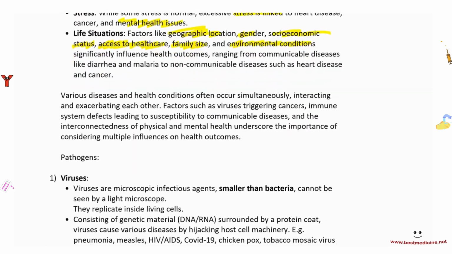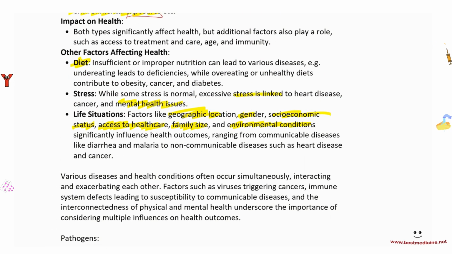Now, various diseases and health conditions can occur simultaneously and can interact with each other. So for example, viruses. That's a viral illness, but viruses can lead to non-communicable diseases like cancers. An example of this is HPV. HPV is a very common virus. It's called human papillomavirus and can lead to cervical cancer in females. So again, this is an example of interaction between different diseases. A viral illness is causing a cancer.